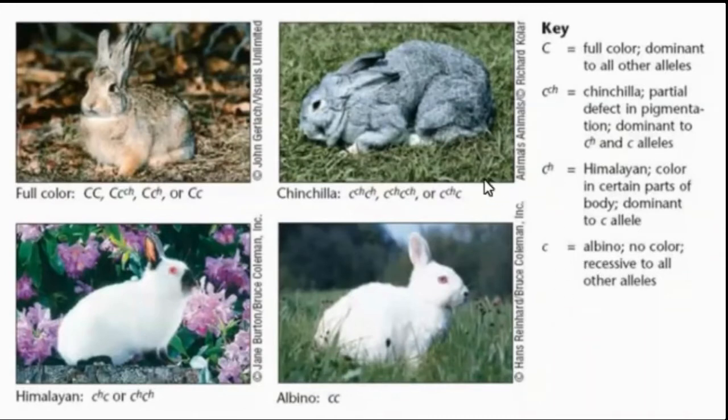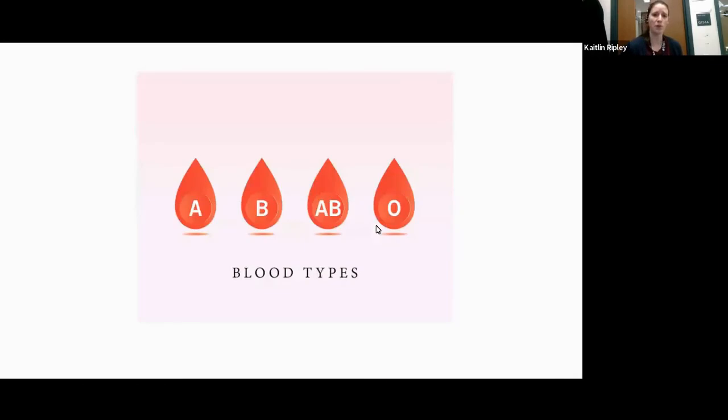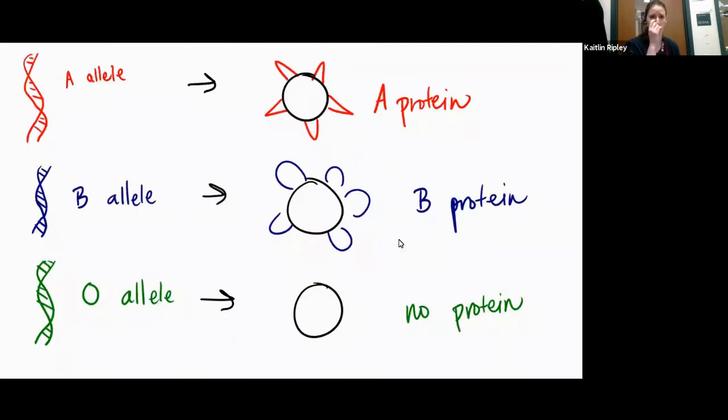Let's look at a more personal example, though. Human blood types are a great example of multiple alleles. Whether you know your blood type or not, you've probably heard about it, or maybe heard about people donating blood or who can receive what blood, things like that. So our blood types are a good example of having more than two options. So let's take a look.